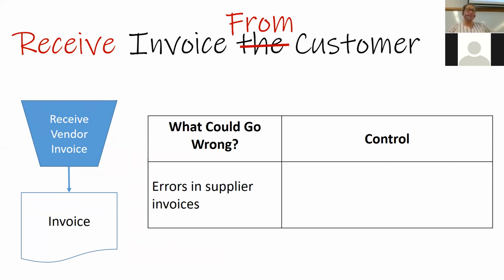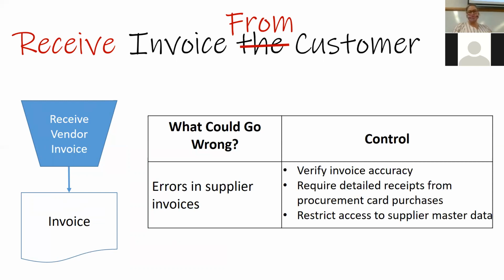Well, the supplier gives you the wrong invoice, the wrong amount, incorrect calculations. The control that would fix that is verifying invoice accuracy, requiring detailed receipts when you use a purchasing card, and then restricting access to the supplier master data. And then, any questions there?